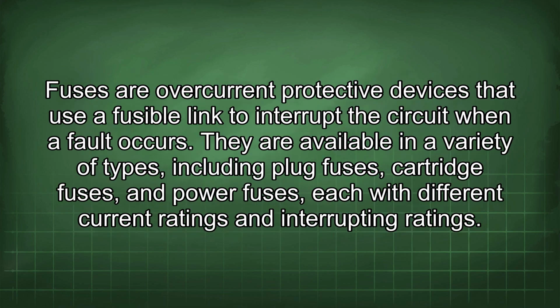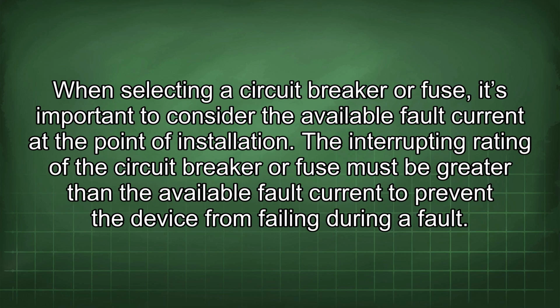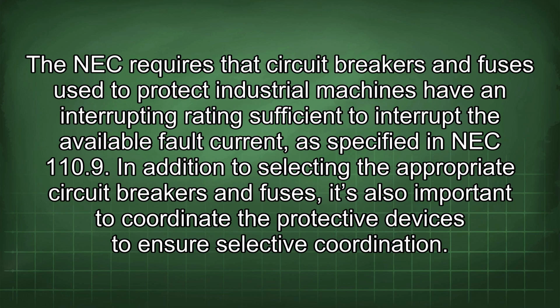Fuses are overcurrent protective devices that use a fusible link to interrupt the circuit when a fault occurs. They are available in a variety of types, including plug fuses, cartridge fuses, and power fuses, each with different current ratings and interrupting ratings. When selecting a circuit breaker or fuse, it's important to consider the available fault current at the point of installation. The interrupting rating of the circuit breaker or fuse must be greater than the available fault current to prevent the device from failing during a fault. The NEC requires that circuit breakers and fuses used to protect industrial machines have an interrupting rating sufficient to interrupt the available fault current, as specified in NEC 110.9.